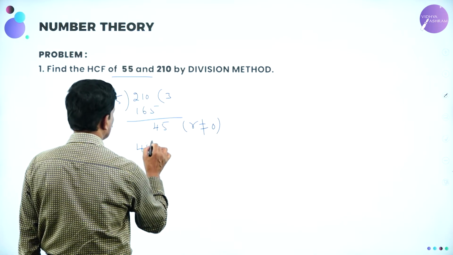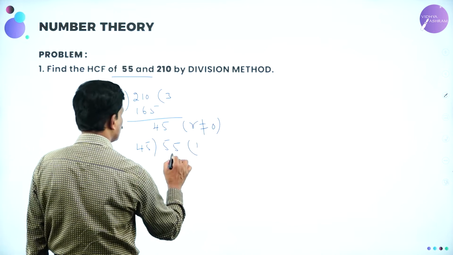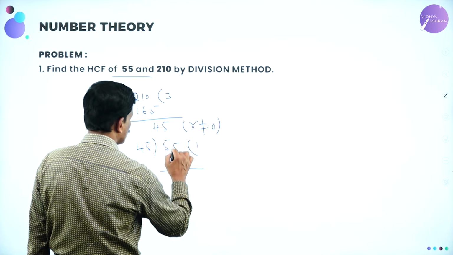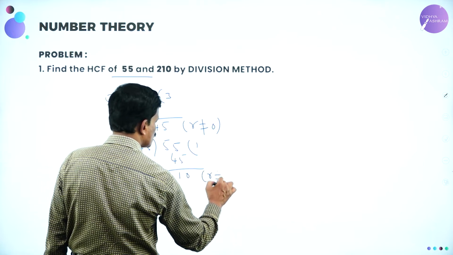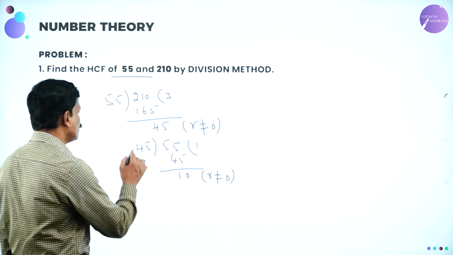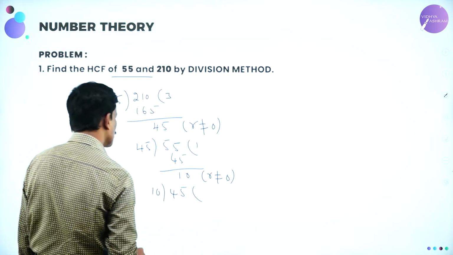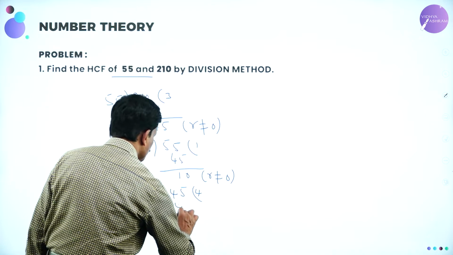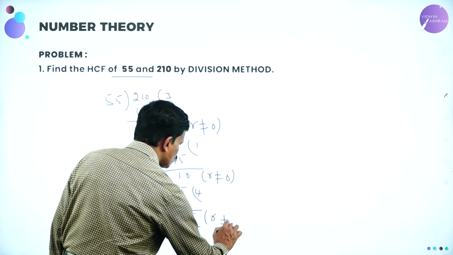Now, divide 55 by 45. 45 ones are 45. 55 minus 45 is 10. Here, the remainder is not equal to 0. Again, divide 45 by 10. How many times? 10 4s are 40. What is the remainder? The remainder is 5. This is also not equal to 0.